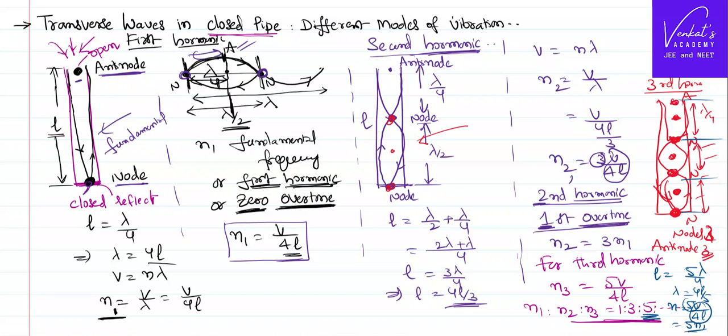So in a closed pipe, we can get the frequencies in the ratio of 1:3:5. So this is called fundamental mode, first mode, or zero overtone. This is called second harmonic or second mode of vibration or first overtone. Like that, we can talk about a closed pipe. In the next video, we will talk about an open pipe. That's it.